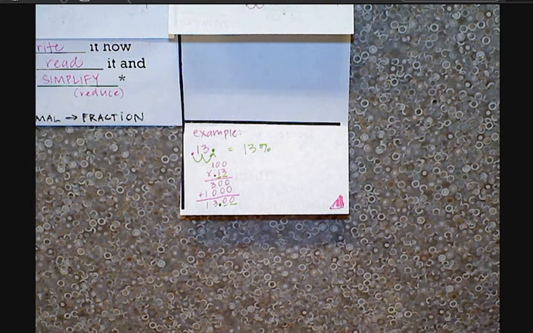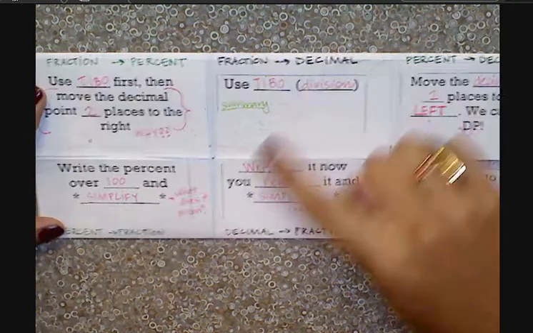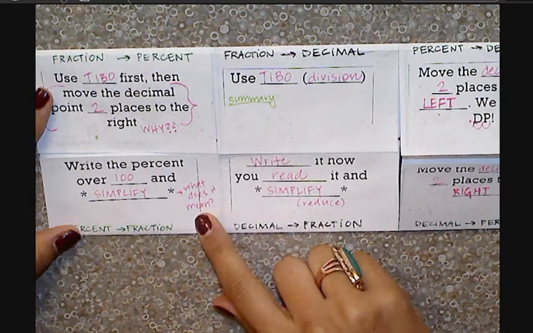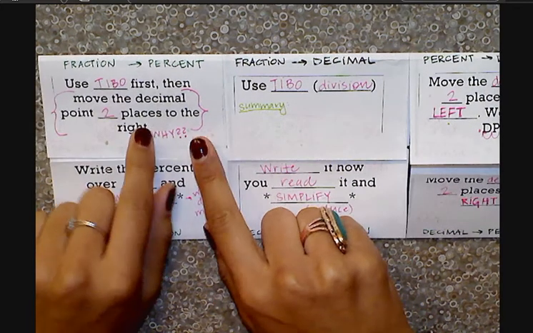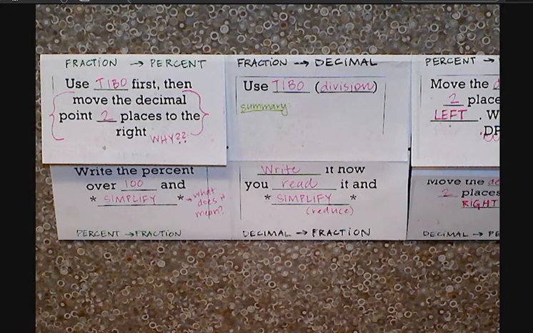Easy as that. So make sure that your foldable is nice and neat, that it's folded and cut the correct ways, and bring it to class with a summary, the definition for simplify, and the reason for why we can move the decimal points. Okay? Have a good night, and we will see you tomorrow in class.